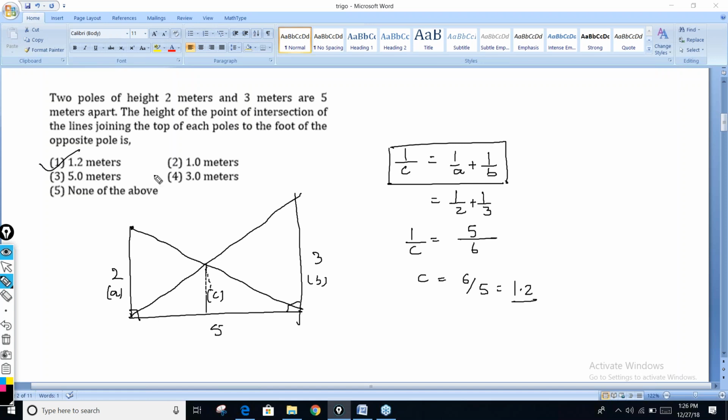That is the answer. I have placed this question in trigonometry because whenever we see this kind of question, it seems like a trigonometry question. It is more or less a geometry question. Okay, simple. Come to the next one.